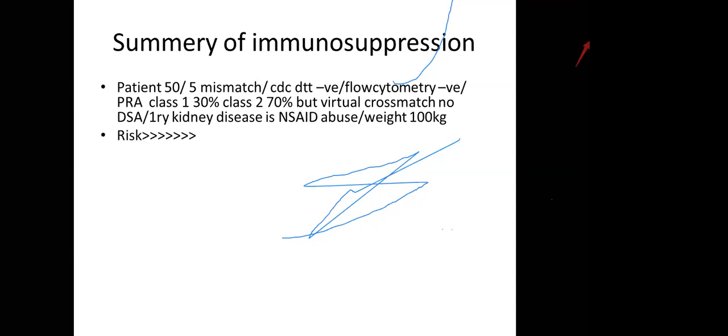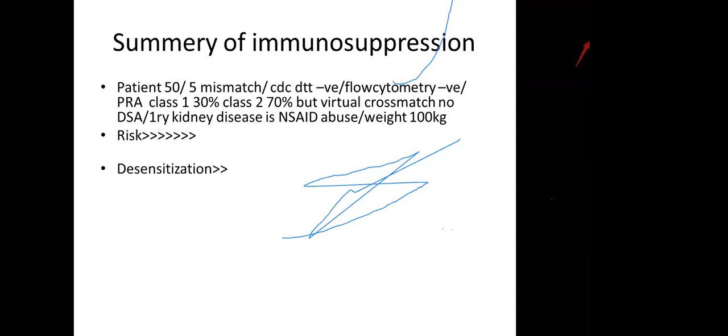He has 5 mismatches, so matching is not good, but he has CDC negative, flow cytometry negative, and PRA class 1 and class 2 at very significant figures, but no DSAs. So in risk assessment, he will be moderate risk because he has high PRA but no DSA, and the matching is not good.